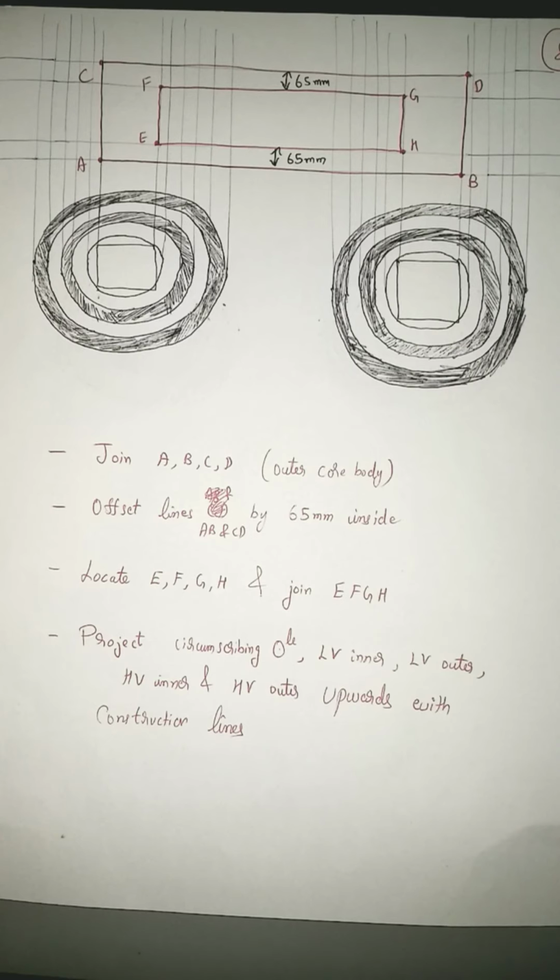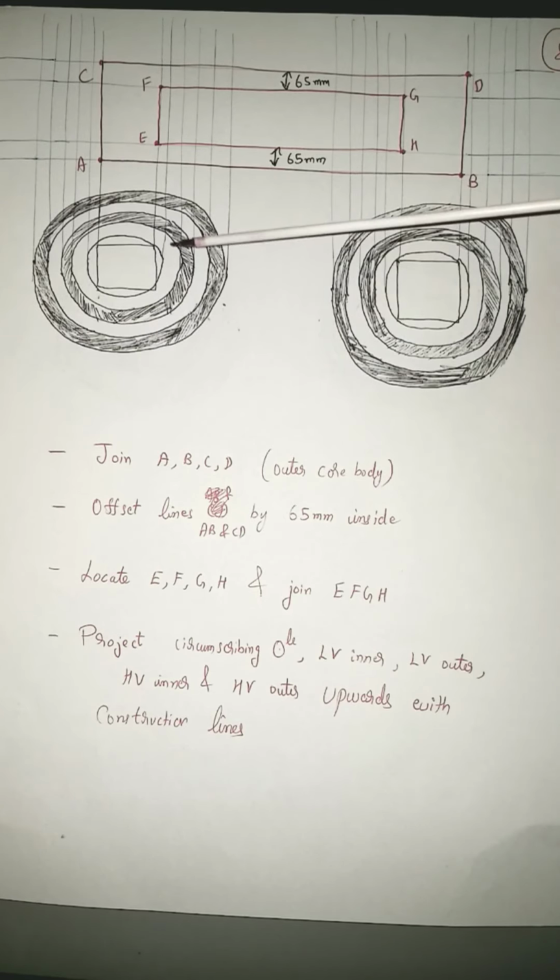This finishes the magnetic frame. Next we'll have to represent the windings. In order to represent the windings, we simply have to project all the ends of the circle. That is, the LV winding, HV winding, the boundaries have to be projected.